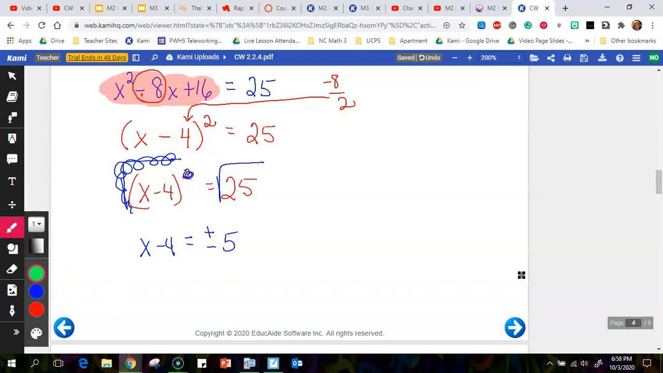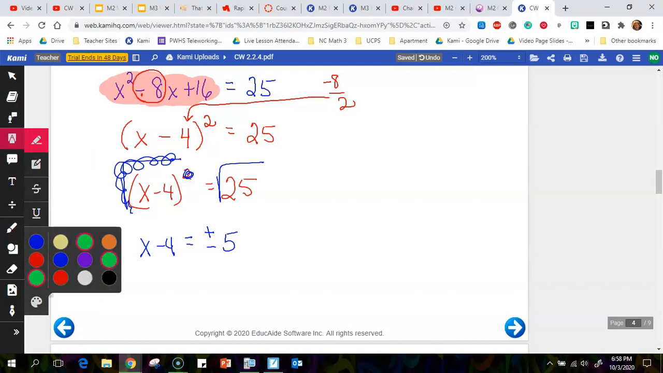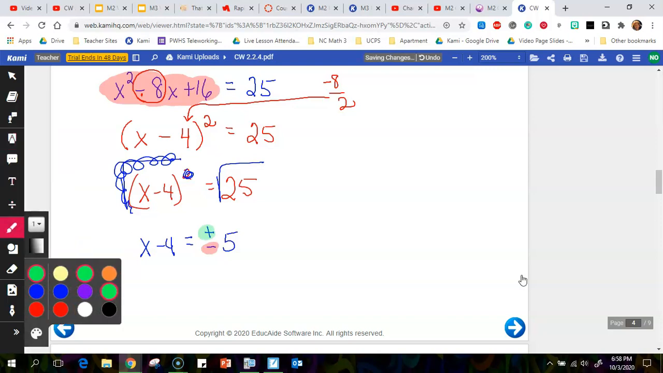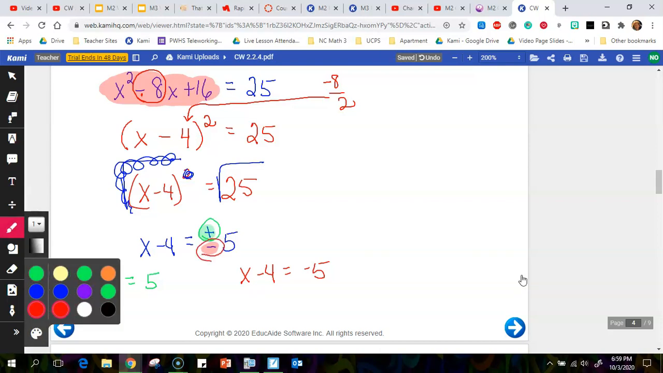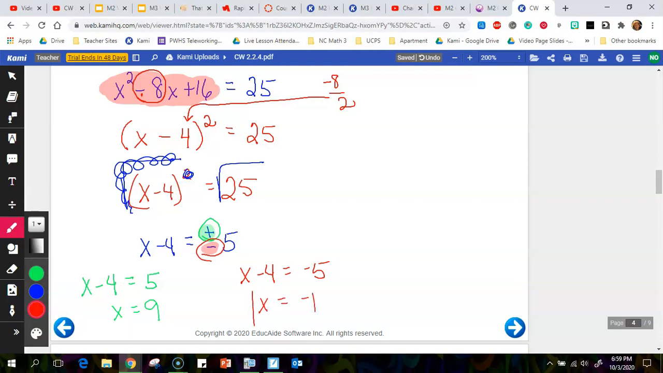On the positive side, using my highlighter again, I'm going to have a positive side and a negative side. So the positive one, I'm going to rewrite it: x minus 4 equals positive 5. And on the other side, x minus 4 equals negative 5. So I used the positive 5 on the left and the negative 5 on the right, and I just created two different equations. If I add 4 over here, I get x equals 9. And if I add 4 over here, I get x equals negative 1. So I have two answers, 9 and negative 1.